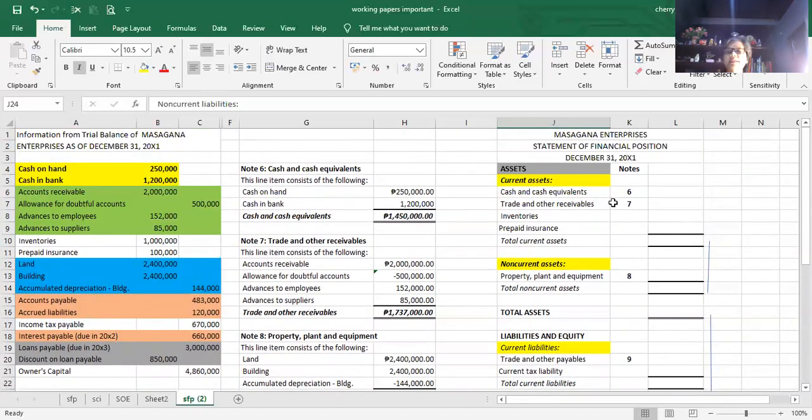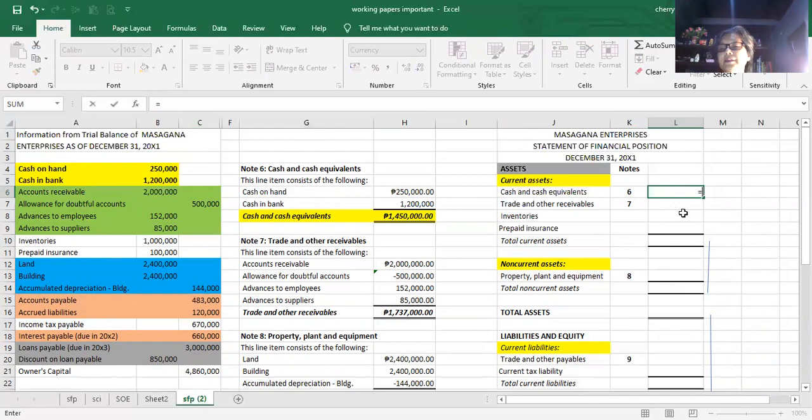So cash and cash equivalents. We need not write what is in the data because we summarize the cash and cash equivalents. No need to write cash on hand or cash in bank, just write the cash and cash equivalents, which is in note 6. Did you see that? You're going to copy it as is. In your manual workbook, you can write it as 1,450,000. But since we are presenting it in Excel, we are going to call it on again. So 1,450,000 is our cash and cash equivalents.